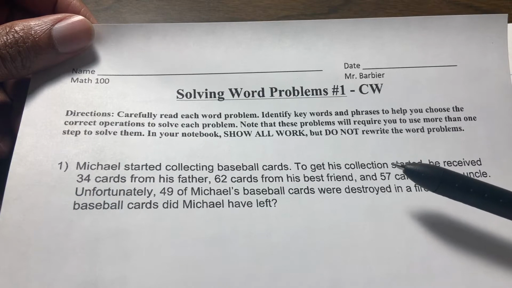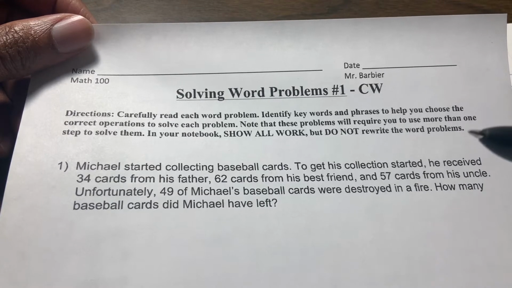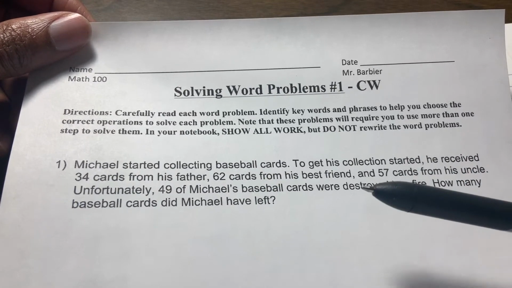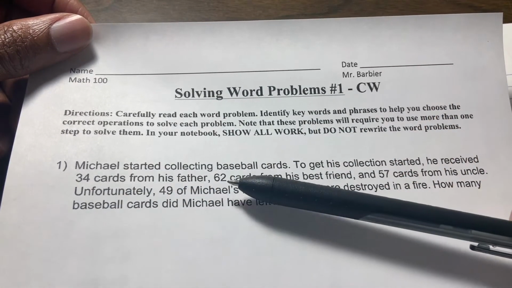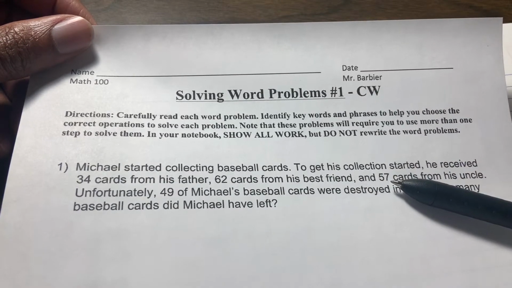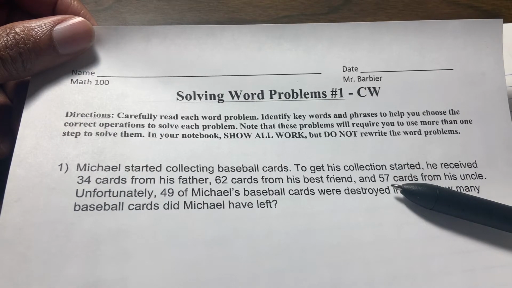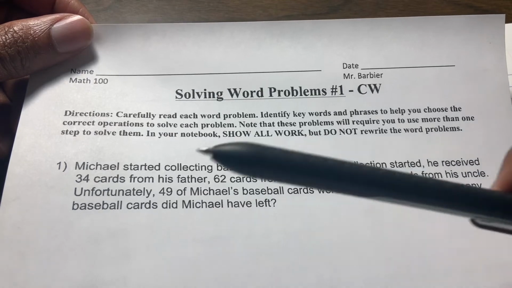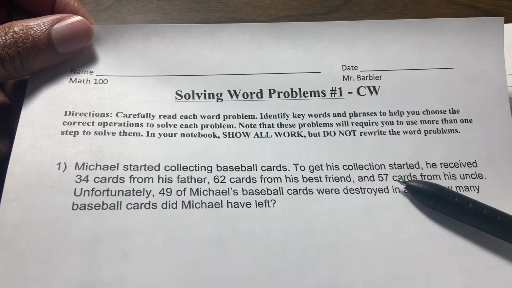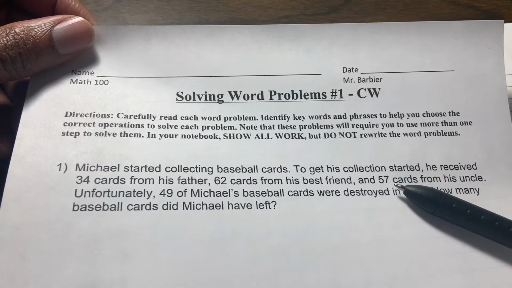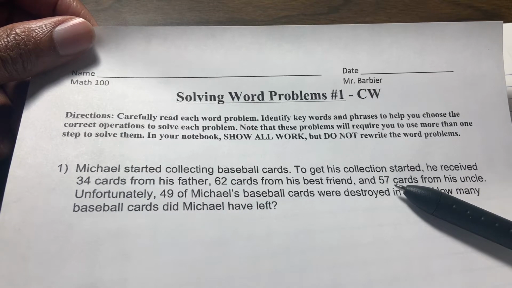What I'd like you to do right now is just make an assumption, an educated guess, as to what you think is going to come next. So 34, 62, 57, we're probably going to what? Let me hear someone say what I'm thinking. Yes, we're probably going to add here, right? Because if we're given 34 cards from the father, 62 cards from the best friend, 57 cards from the uncle, you're thinking, we probably have to add. Again, probably, possibly, but not definitely until you read the final question.